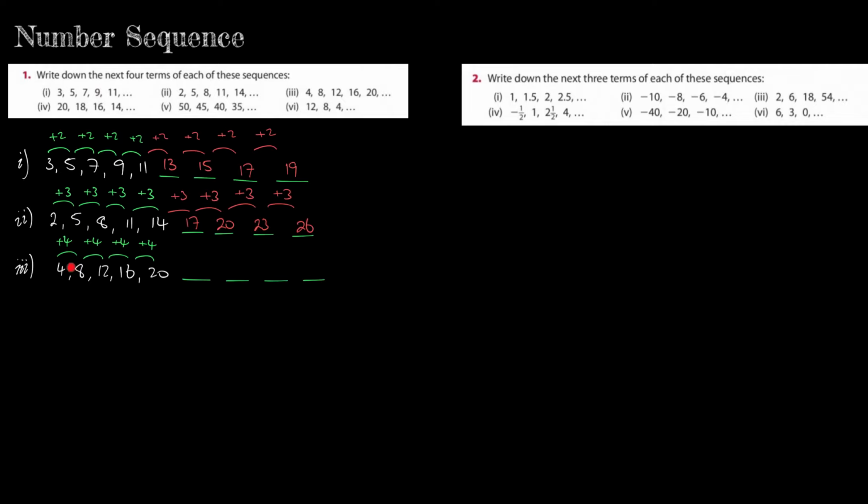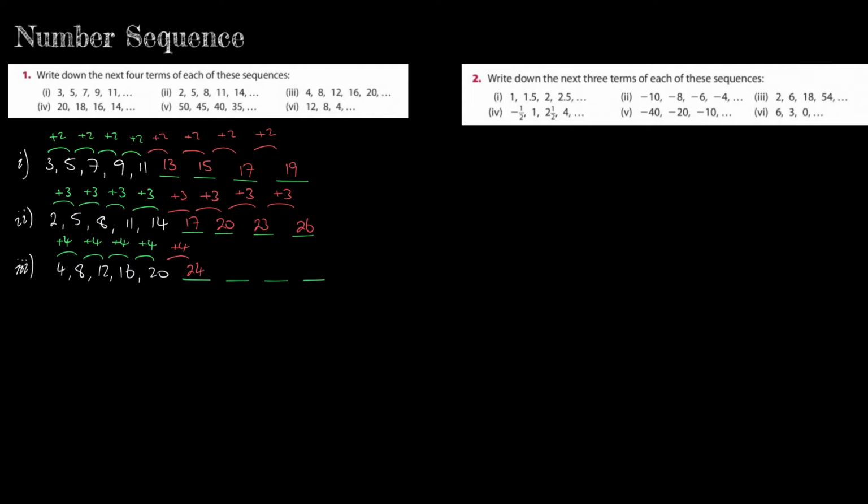So I could say 8 take away 4 gives me plus 4. 12 take away 8 gives me plus 4. 16 take away 12 gives me plus 4. 20 take away 16 gives me plus 4. So I can see how this sequence is being generated, or how this is increasing each time, right? So what I need to do to find the next term is add 4.